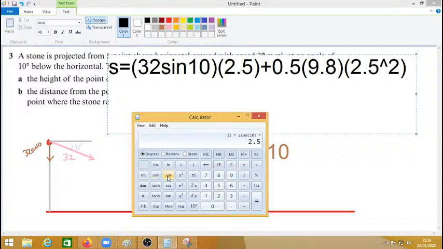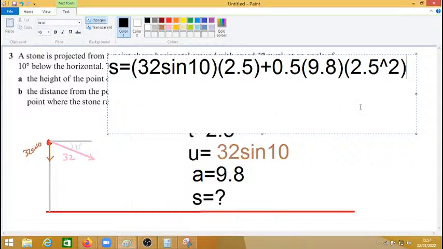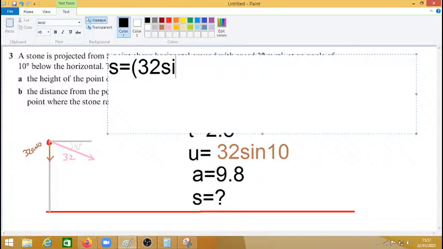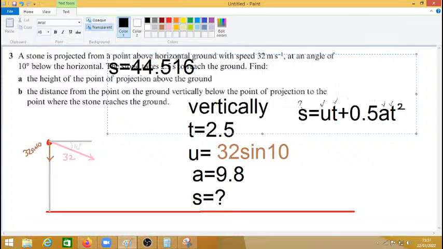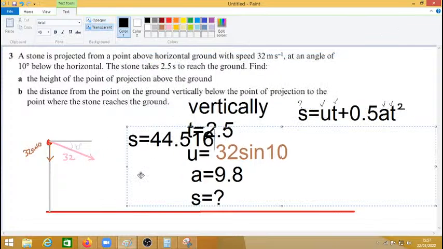Times the 2.5 plus 0.5 times 9.8 times, and this is 2.5 squared. Okay, so you should end up with a final answer of 44.516. And that's part one done.